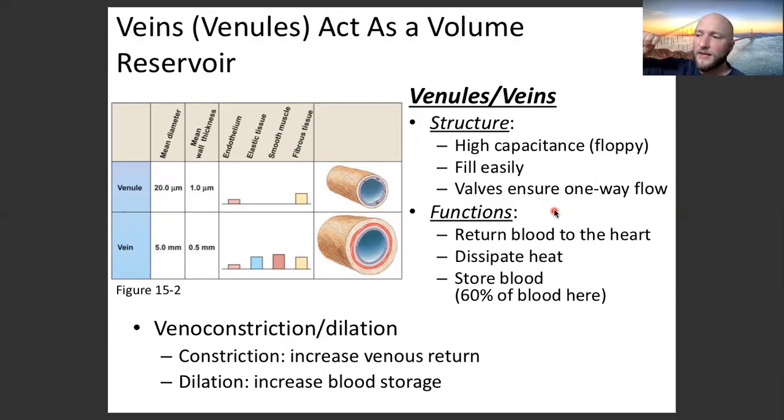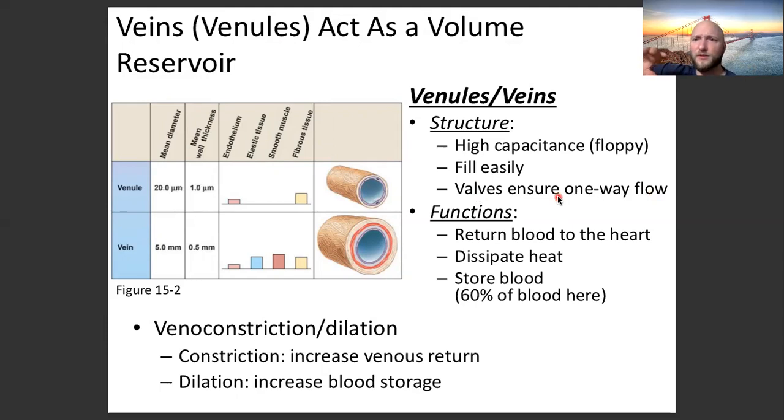They don't have much of a stretchy characteristic, a little bit, but not much. They're collapsible. That's a good way to put it. They can kind of go flat and expand to a tube, or be somewhere in the middle of those. They're kind of floppy. They fill easily. They have valves which ensure one-way flow. We're going to talk about this soon. This actually has some healthcare implications.